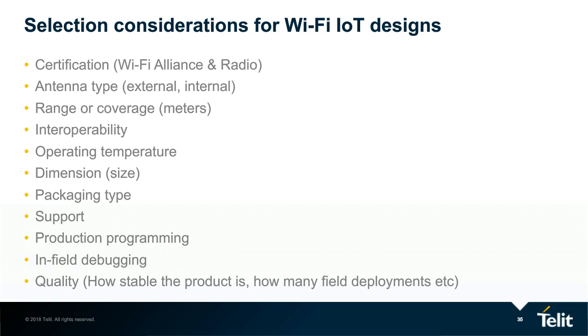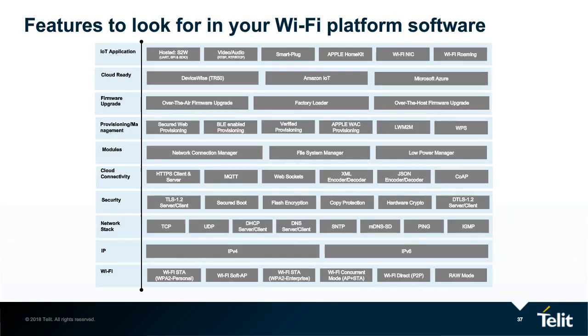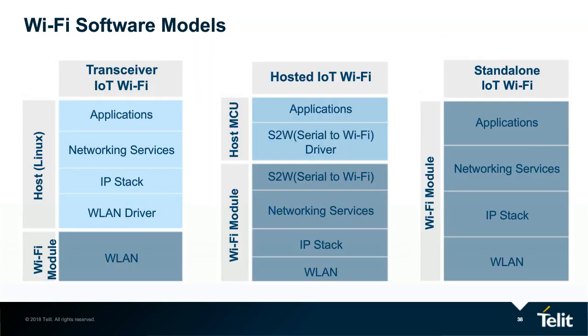Moving on, I think we have already covered this slide when we talked about low-power Wi-Fi, on the platform side. Now, I put this slide here to give an overview of the various software models prevailing in the industry, to help you make the right decision. You can see there are three different models in the market today.